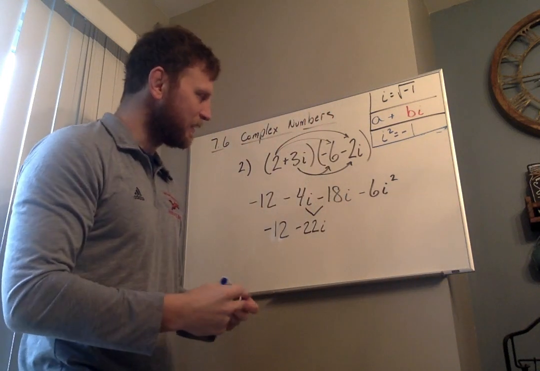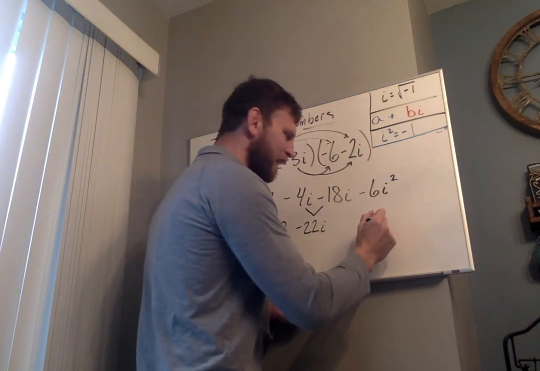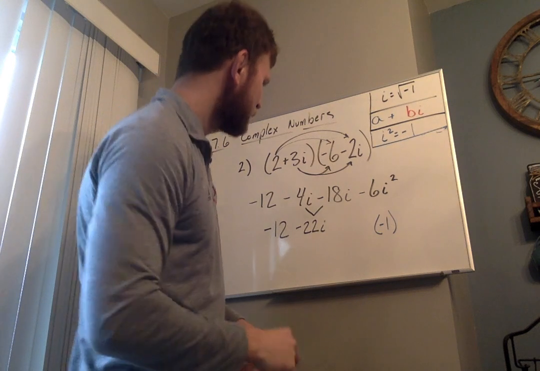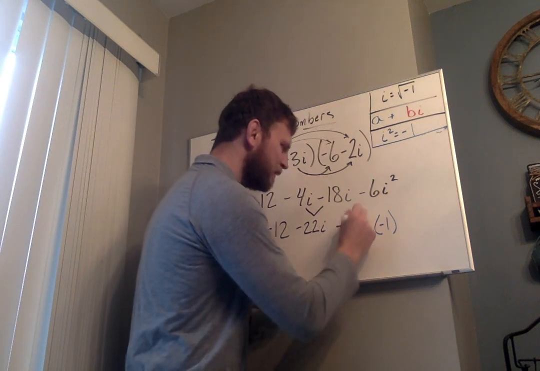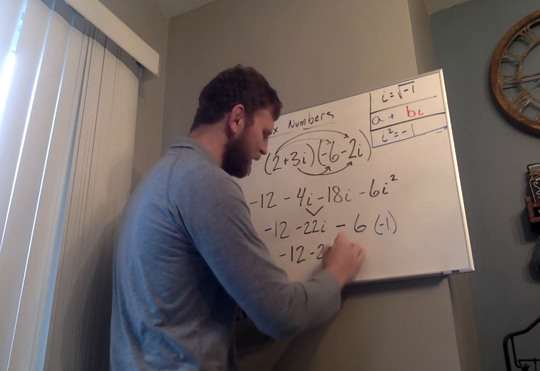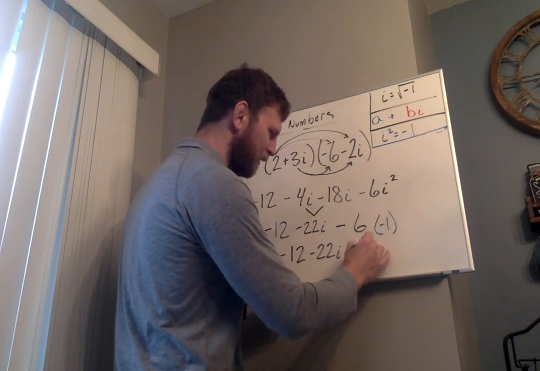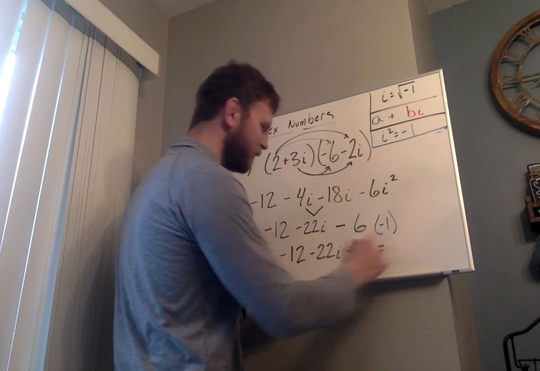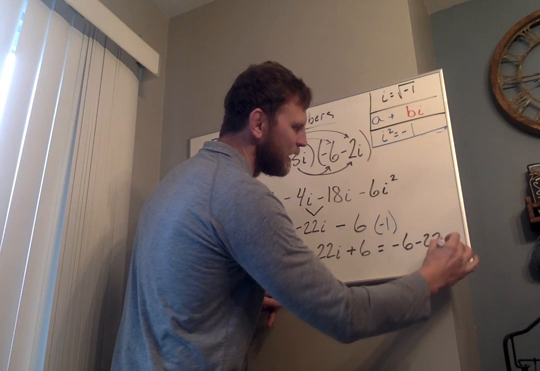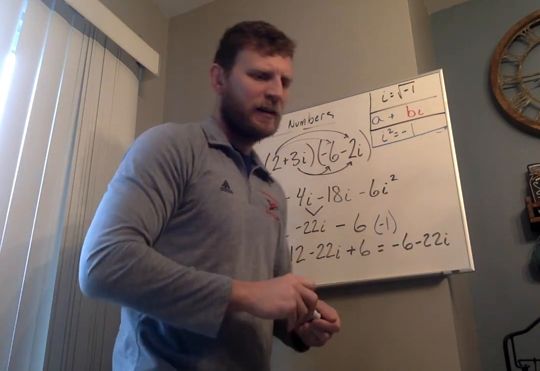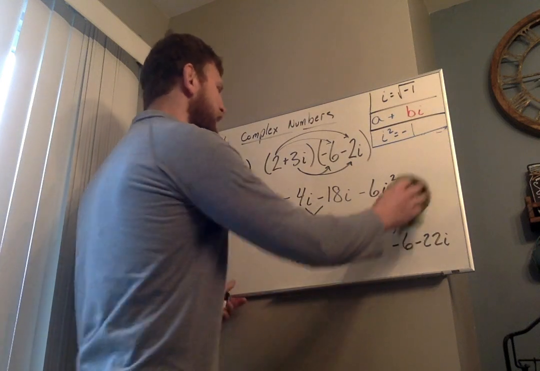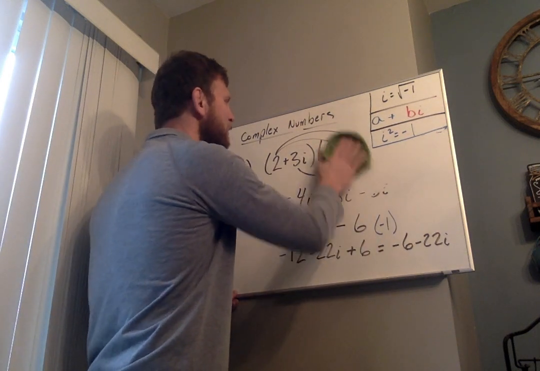So now when I come down here and deal with this part, I have i squared is -1. So this is -6 times -1. So this is -12 minus 22i plus 6. Well, if I combine those, that just equals -6 minus 22i. So, little trick. Not bad. We can handle this. We can do it.